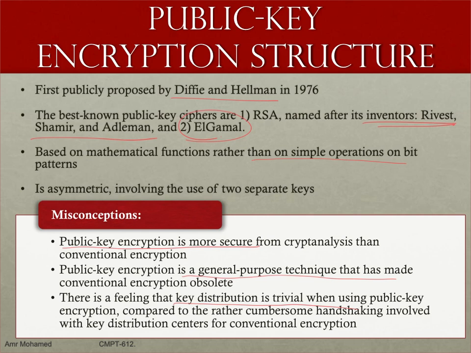So even key distribution is a big process for public key cryptography, and that's why we have certificates. We'll talk about certificates in the next chapter, right? Public keys are exchanged as part of a certificate, and certificates have to be verified and vetted by a certificate authority, and there is a huge process. So this is also a misconception. It's not a trivial process.